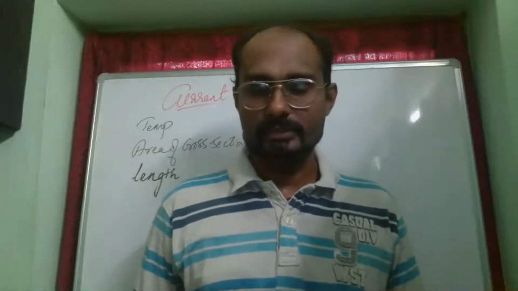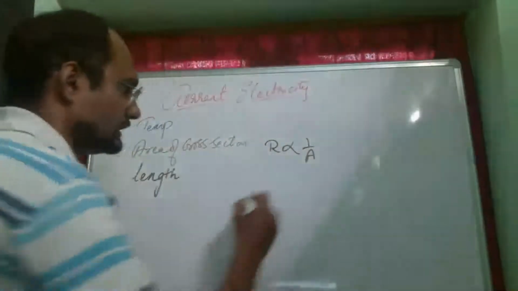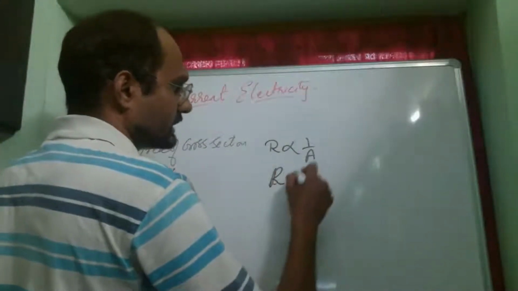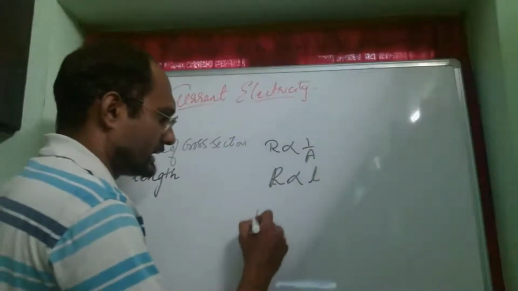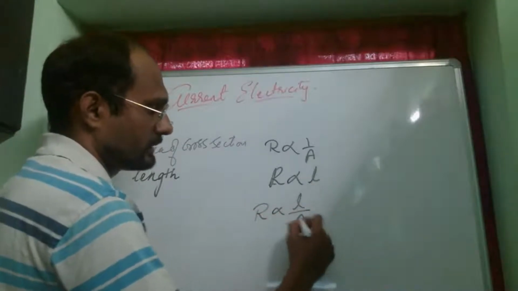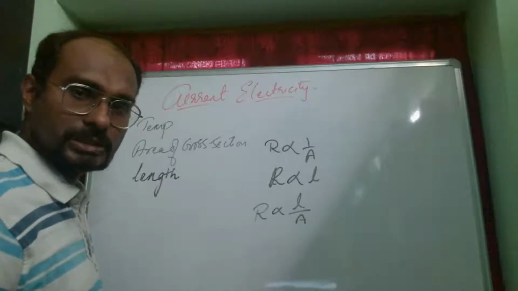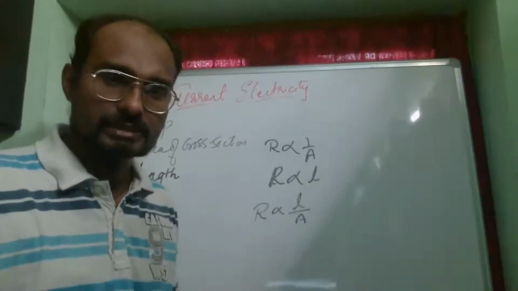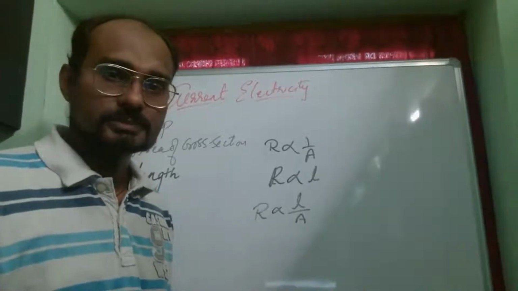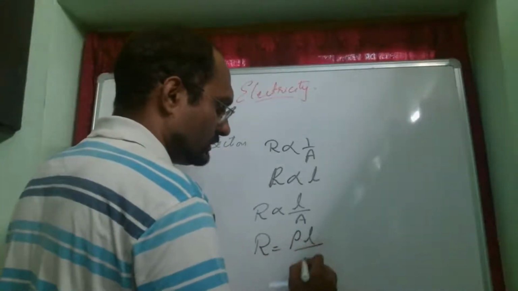So like this, if the length is decreasing, the speed with which the water is traveling is increasing. Or in other words, resistance is directly proportional to length. Now on combining these two, I get R is proportional to L by A. That means resistance is directly proportional to length and inversely proportional to area of cross section. Again, this proportionality is only giving us a relation, but not an equation. To get rid of this proportionality, I multiply with a constant. R is equal to rho L by A.